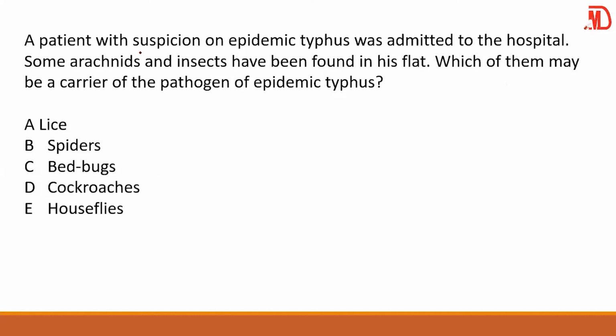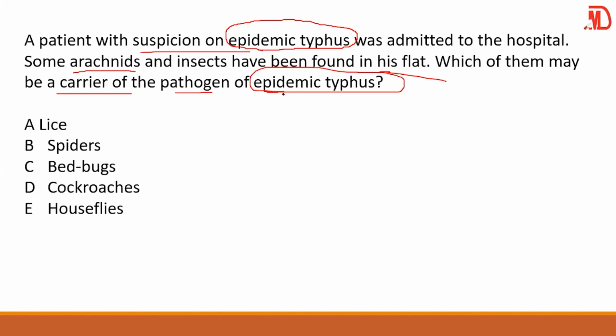All right. So a patient with suspicion of epidemic typhus was admitted to the hospital. An incident had been found in his blood. So the question is, what is the carrier of the pathogen for epidemic typhus? So first of all, what is typhus? Epidemic typhus is just a form of typhus.